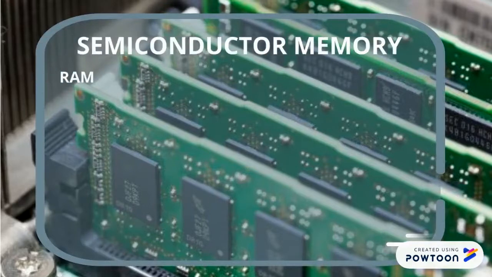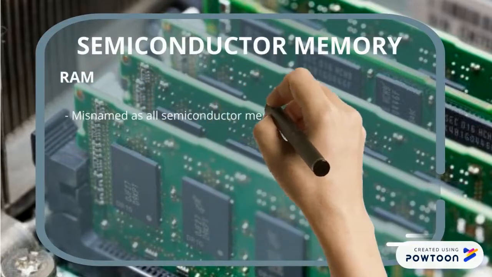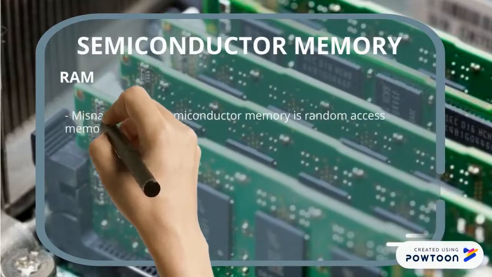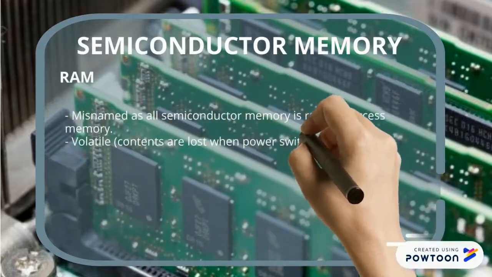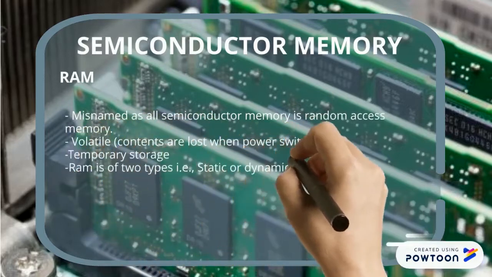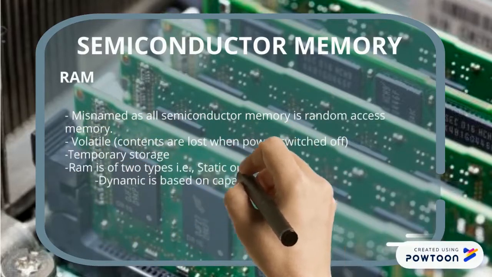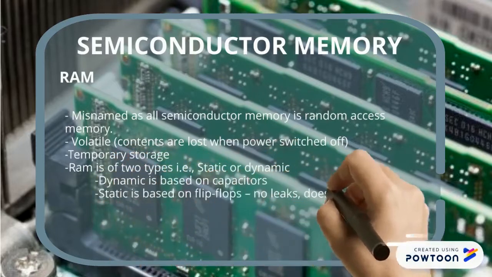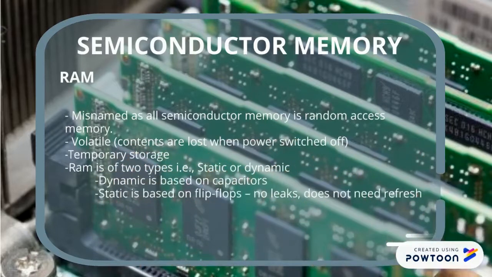Semiconductor memory, RAM. First, it is misnamed, as all semiconductor memory is random access. Second, it is read-write. Third, it is volatile: contents are lost when power is switched off. Fourth, it is temporary storage. Fifth, RAM is of two types, static or dynamic. Dynamic is based on capacitors. Static is based on flip-flops. No leak, does not need refresh.